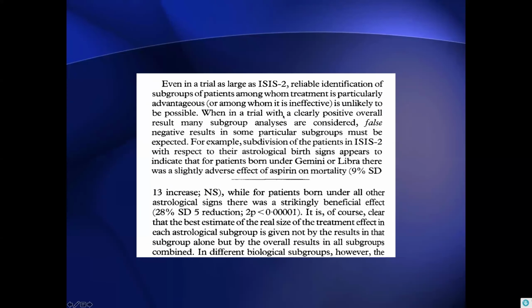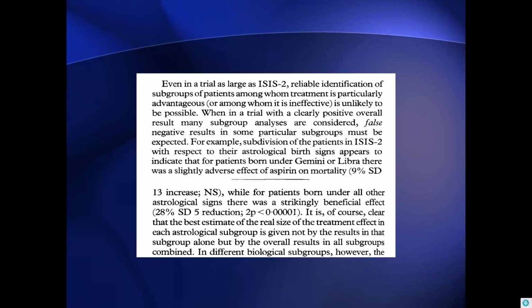They note that in a trial with a clearly positive overall result, many subgroup analyses are considered. False negative results in some particular subgroups must be accepted. For example, subdivision of the patients in ISIS-2 with respect to their astrological birth signs appears to indicate that for patients born under Gemini or Libra, there was a slightly adverse effect of aspirin on mortality, while for patients born under all other astrological signs, there was a strikingly beneficial effect. Gemini or Librans shouldn't be taking aspirin, it can kill you.